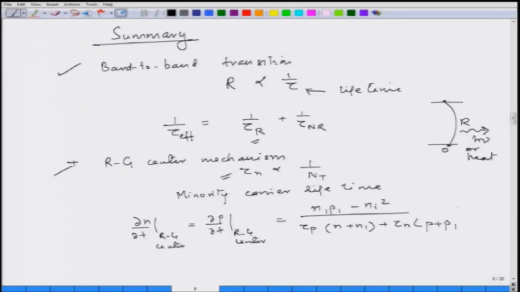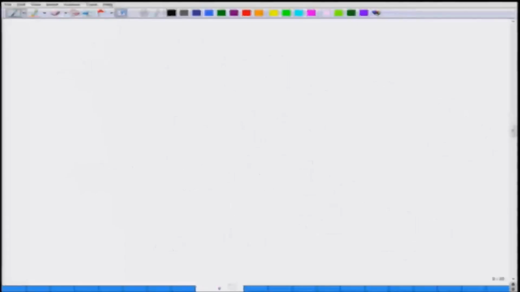So, this is a general expression in a steady state that can be used while calculating device characteristics. Let me now take an example to show you that this general condition that we have derived for steady state RG mechanism, if we look at it in a special condition, will give you exactly the same solution that we derived for band to band transition or some other mechanism.